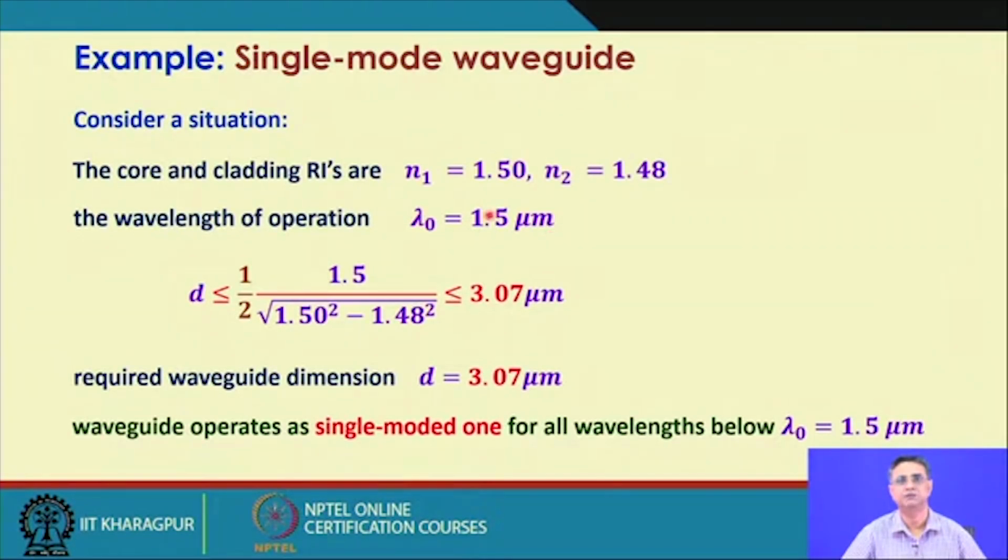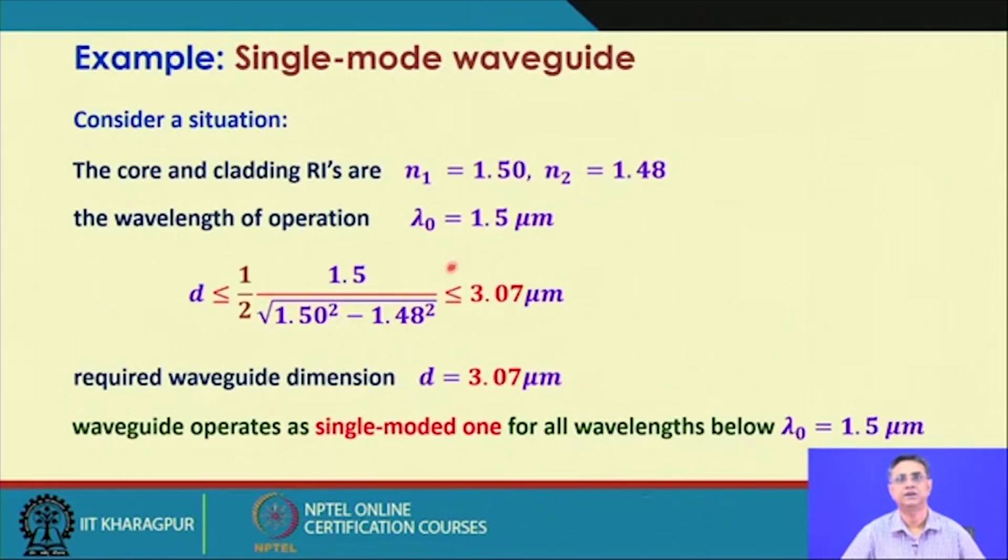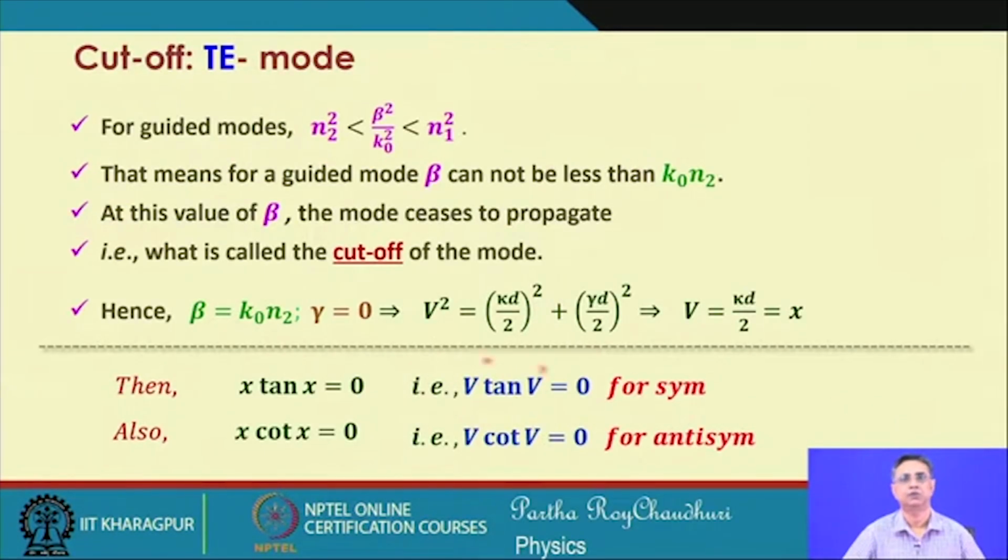If you plug in these values in the relation here, then you get the value of D, which is very close to 3.07 micrometer. If the waveguide dimension is less than this, the wavelength of operation is this or below this, and the refractive indices of the core and cladding are these, then this waveguide will be a single mode one for all wavelengths which are below lambda 0 equal to 1.5.